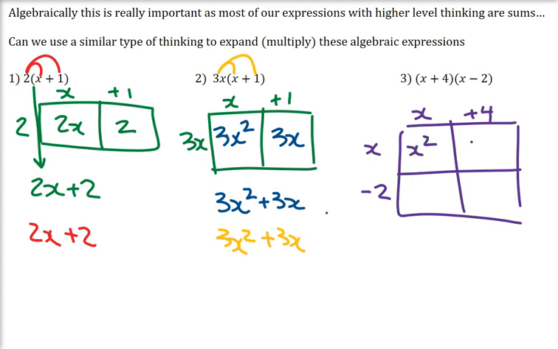This one's going to be 4x. What's this one down here? Negative 2x. Yeah, negative 2x. And this one here? Negative 8, yeah, because negative 2 times 4. That's just like the box we did with the numbers above, right? So what's my answer though?